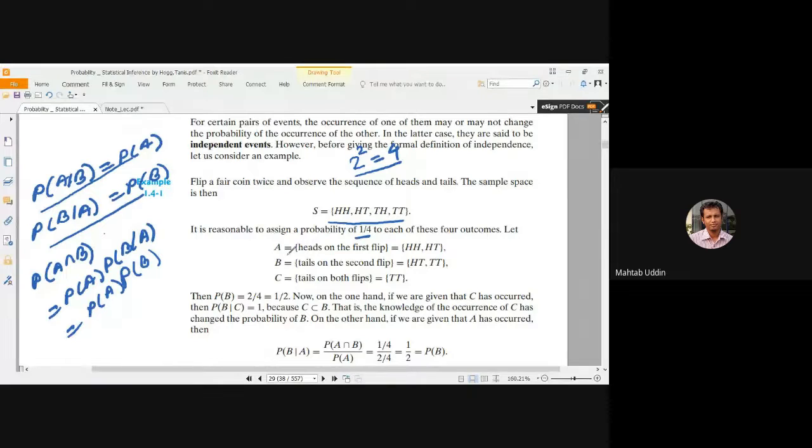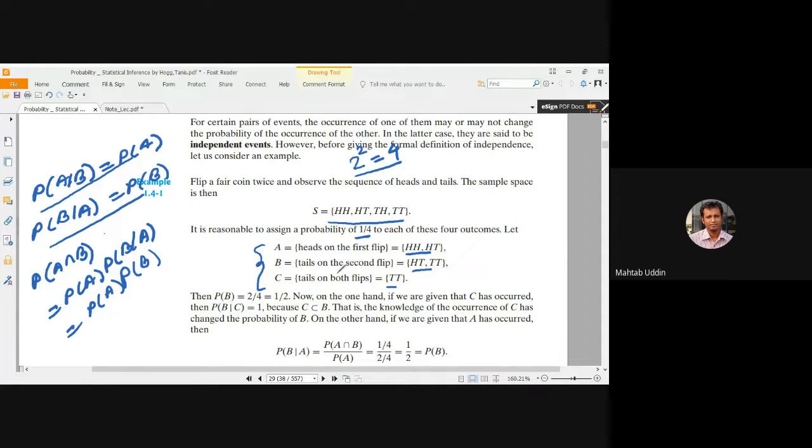Then let us consider A, B, C. Please don't ask me how A, B, C are made; they are given. So A is head on the first flip. B is head on the second flip. And C is tail on both flips, that is, T and T.